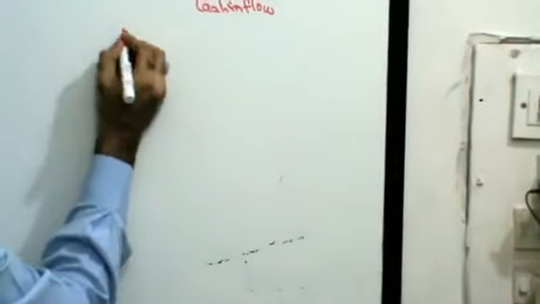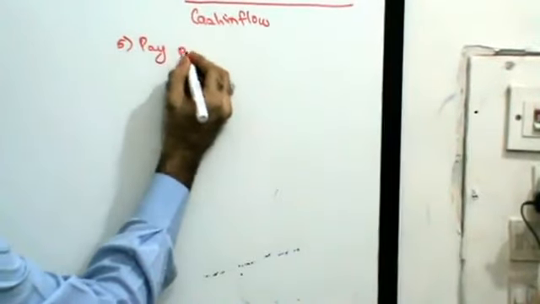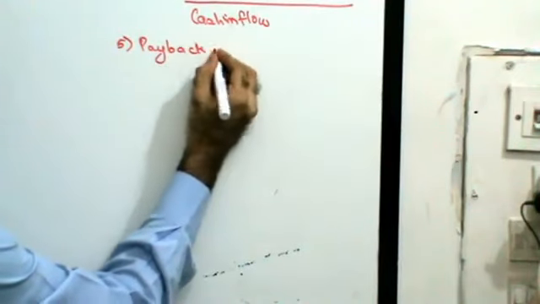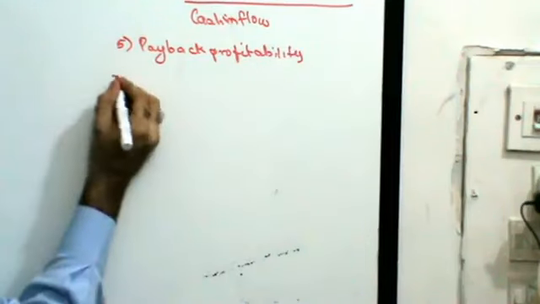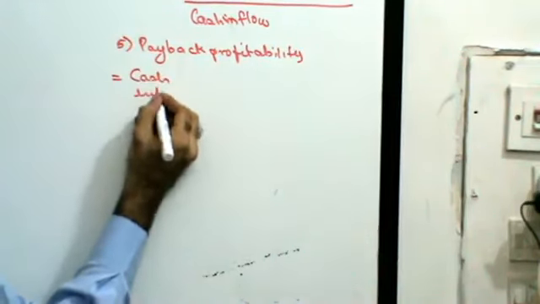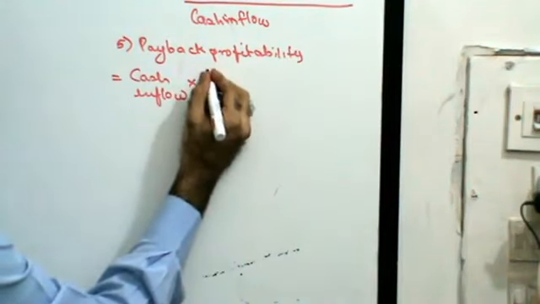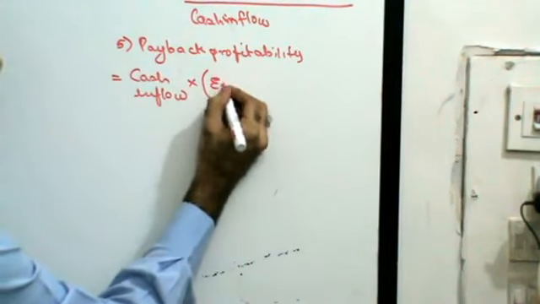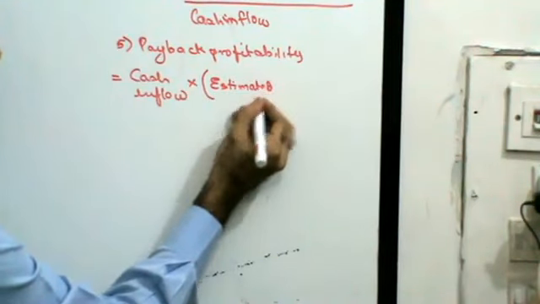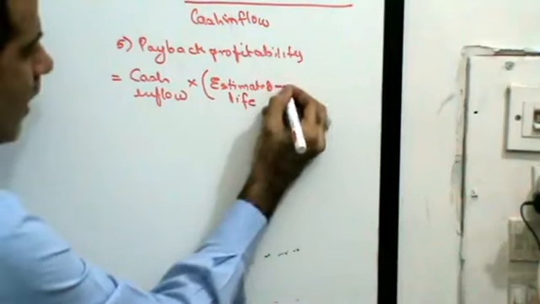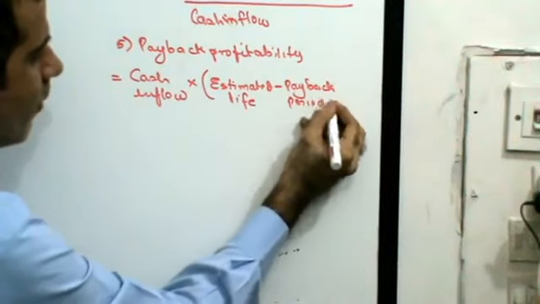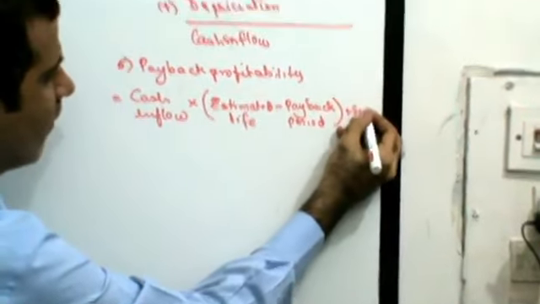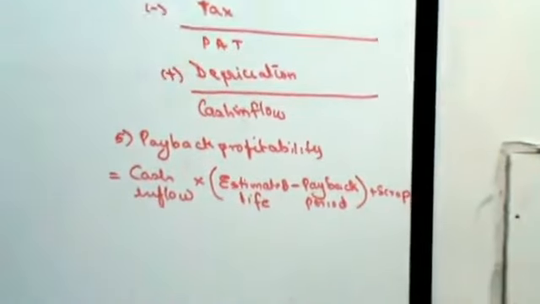Next, payback profitability. Payback profitability is given by the formula cash inflow into estimated life minus payback period plus scrap value. That's how you get your payback profitability. Let us see a sum based on this. Guys, just go through this formula.